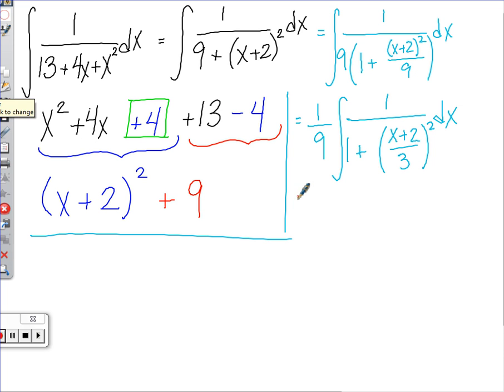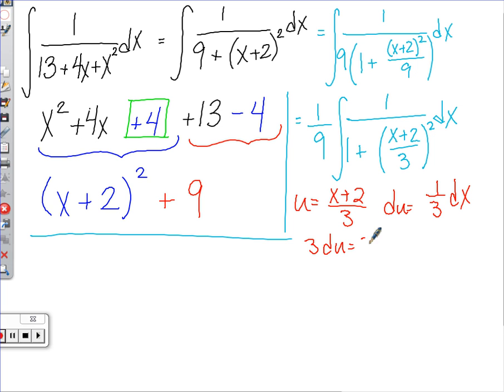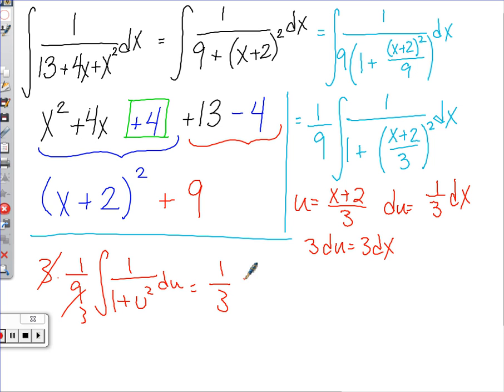u equals x plus 2 over 3. du equals 1/3 dx, multiplied by 3. 1/9 integral of 1 over 1 plus u squared du. And 1/3 arctangent.